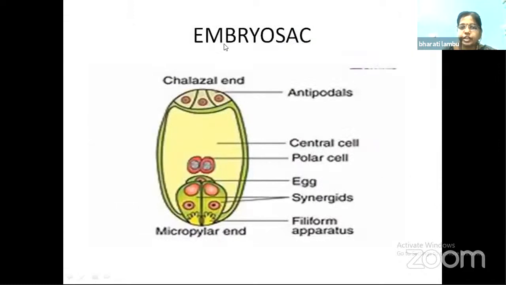So let us recall what we have learned till now about the embryo sac. The embryo sac will have the egg apparatus towards the micropylar end, the polar nuclei in the central cell, and the antipodals near the chalazal end. So this is an 8-nucleate, 7-celled embryo sac. The filiform apparatus is present in the synergids.